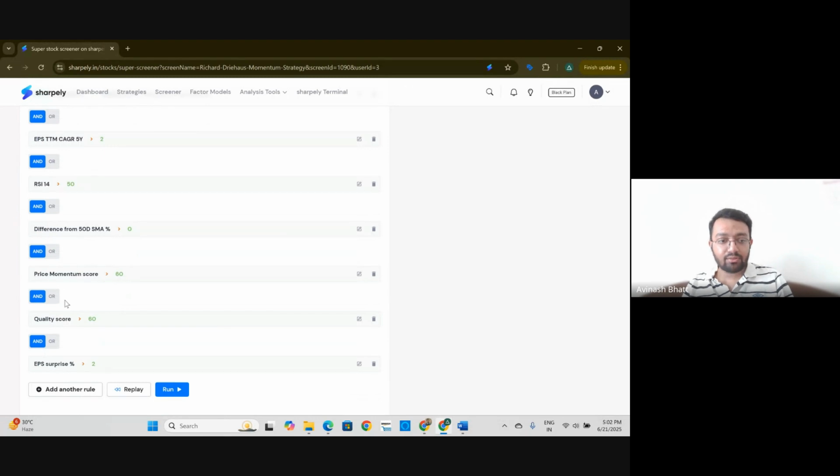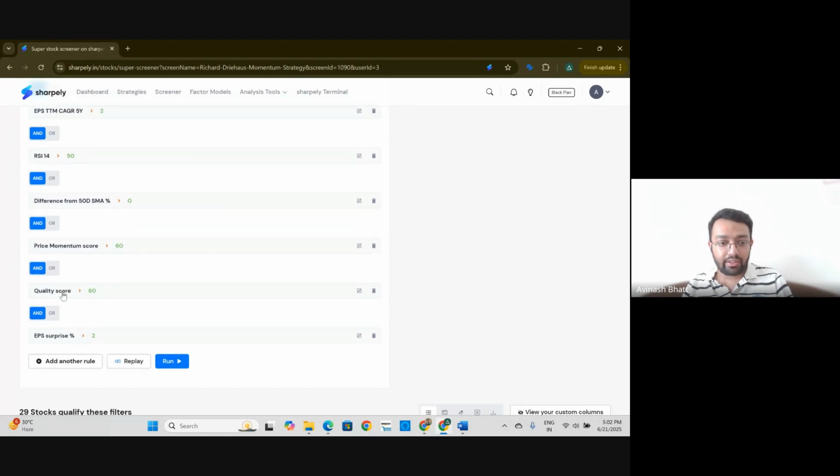So you are using price momentum score. You are also again using quality score should be greater than 60. And this one is interesting. So we also have data of stocks that are covered by analysts.